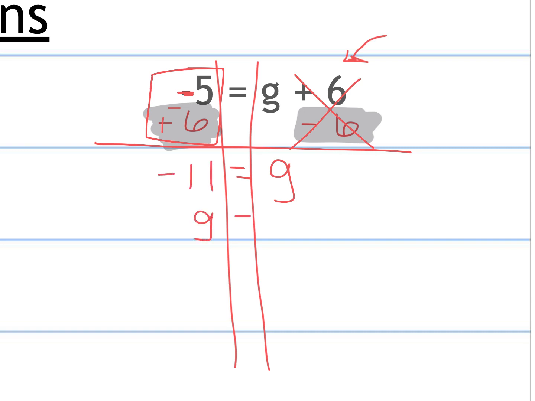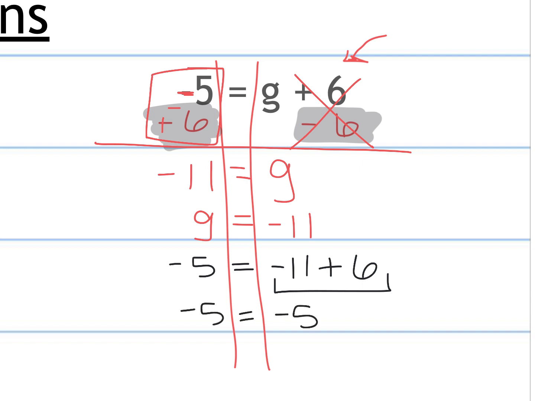I personally like the variable to be on the left side, so I'm going to flip it around. And then I'm going to go back and check. Negative 5 equals negative 11 plus 6. Does negative 11 plus 6 equal negative 5? Yes, it does. So it checks and we're good.